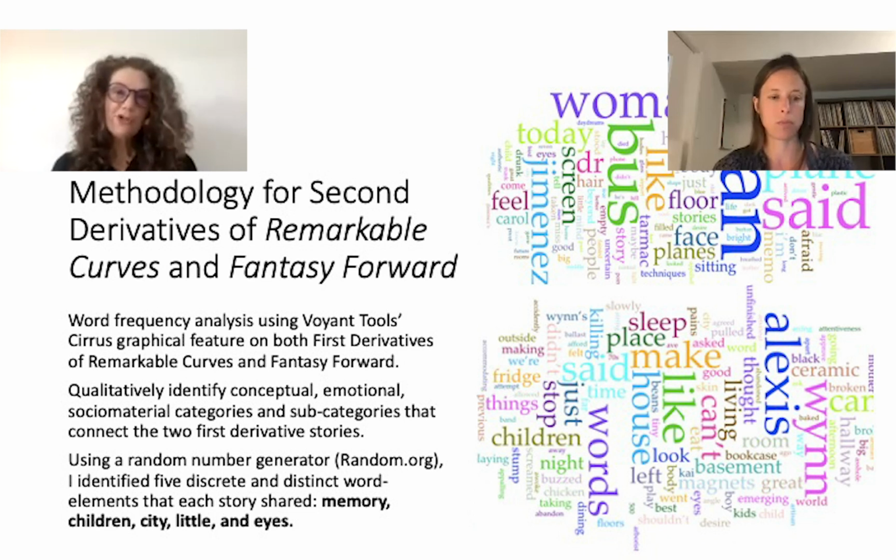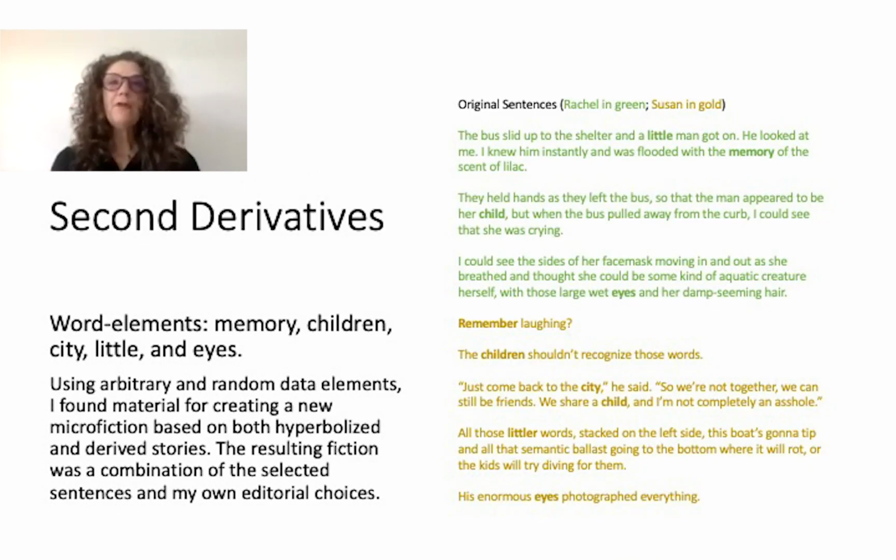Using a random number generator, I selected five discrete and distinct word elements that each story shared: memory, children, city, little, and eyes. I then searched each first derivative story for the first instance of the word element and selected that sentence. This set became a second derivative and the seeds for a microfiction that would combine both stories into a third derivative, further refined by my own authorial choices.